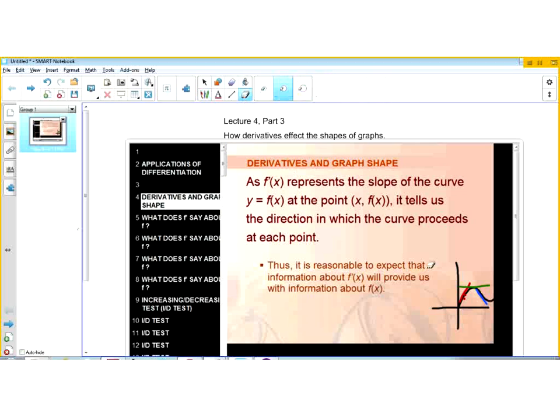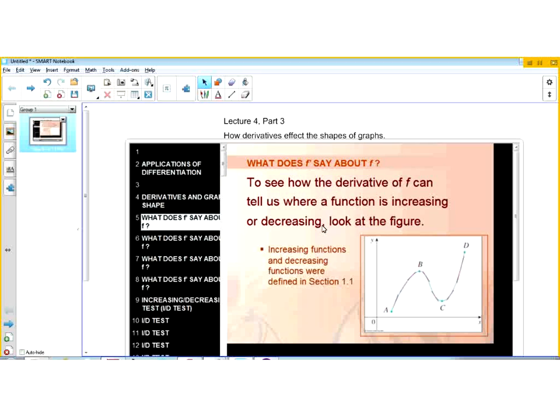If you can keep this straight, you should have no problem here. So what does f prime say about f? As we just said, from a to b, we have an increasing function. The slopes of the tangent lines are positive. At b, it's a transition point from an increasing to a decreasing function, and the slope of the tangent line at x equals b is 0.